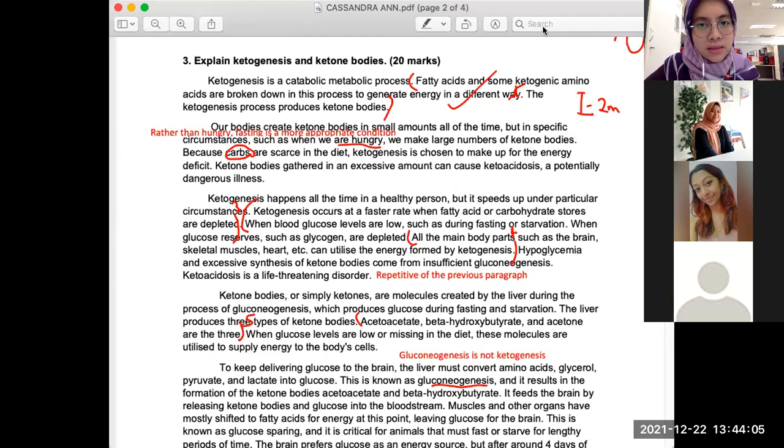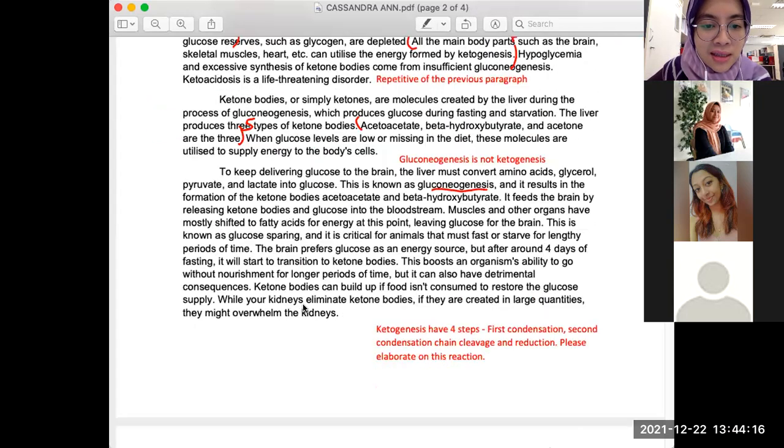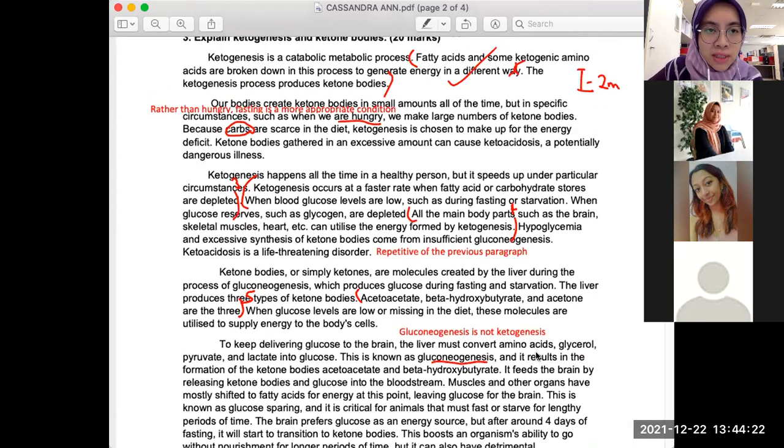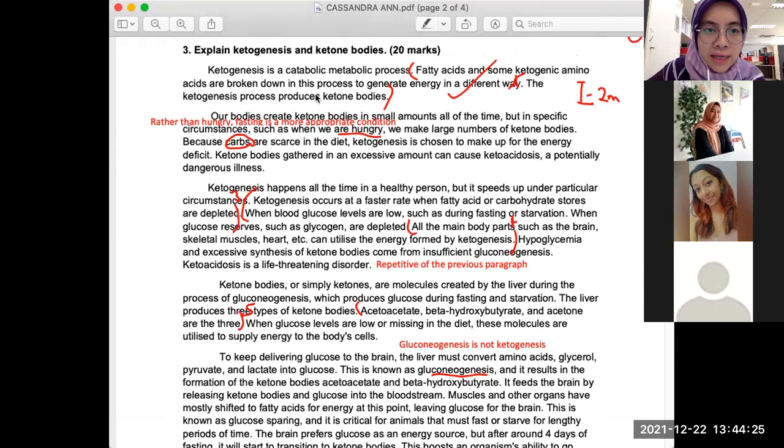So this third question asks you to explain ketogenesis and ketone bodies. For this one, most of you make the mistake that you don't actually explain the 4 steps in ketogenesis. For example, in the introduction paragraph, you can write the definition of ketogenesis, what the examples of ketone bodies are, when ketogenesis takes place, and what triggers ketogenesis. That's within the introduction point.